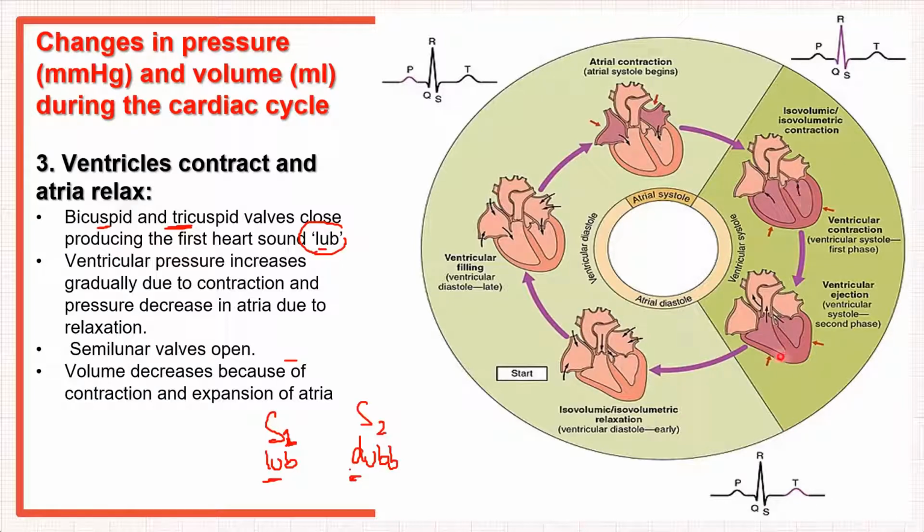The same happens with the semilunar valves as well. When the pressure behind them is more, look at the ventricles, they're contracting, and they're pushing the blood into the artery. If you look at the semilunar valves, in front of them there is the pulmonary artery and the aorta. When the pressure behind them is more, it forces them to open. And when the blood enters the pulmonary artery and the aorta, since the pressure is higher there, it will force them shut.